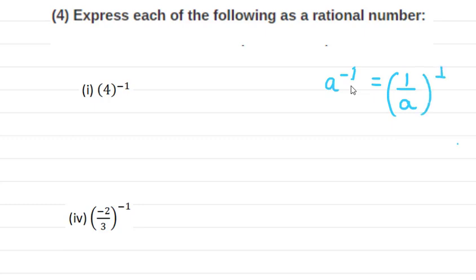Okay, so in this question it is 4 to the power minus 1. So 4 to the power minus 1 means it will be 1 by 4. The reciprocal of 4 is 1 by 4, and the power will be positive. So the answer will be just 1 by 4. I hope this one is clear.